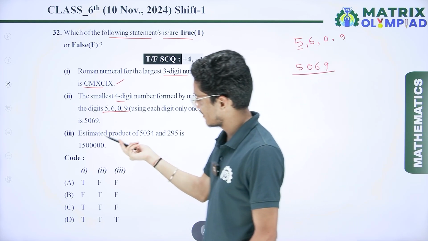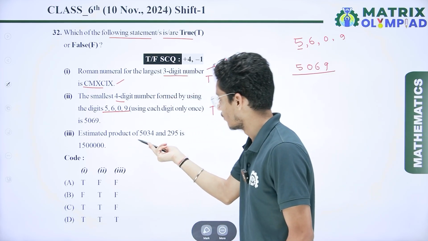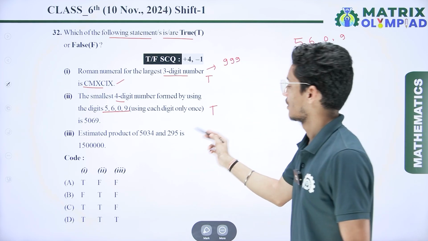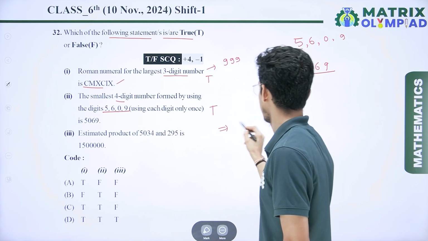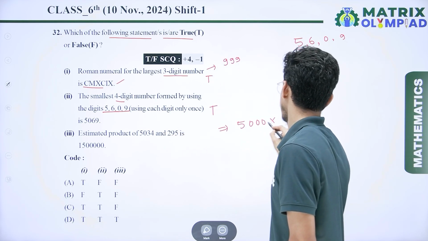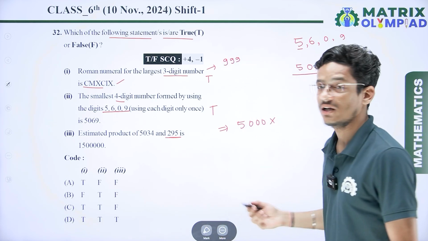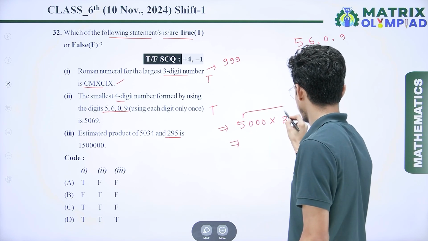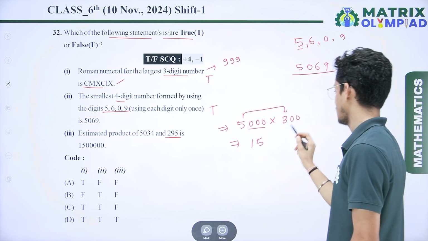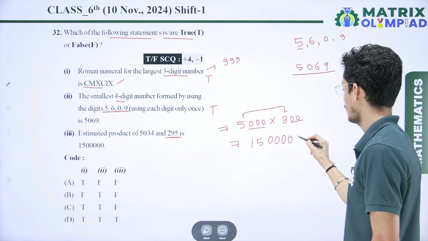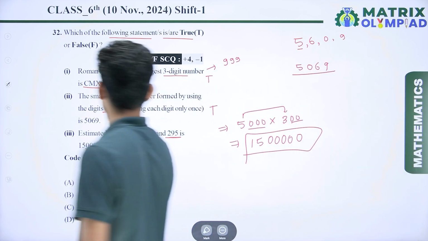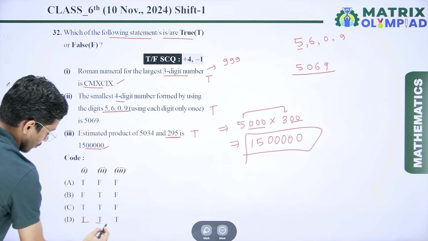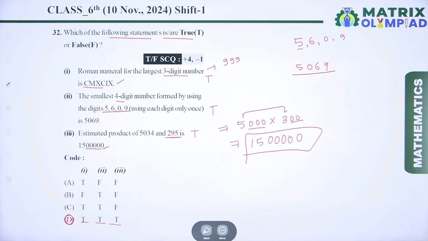Now the third statement, that is the estimated product of 5034 and 295. So the estimated number 5034 I can write here, that is 5000 multiplied by 295. So the estimated number, that is 300. So here 5 threes are 15, and how many zeros are there? 3 and 2, 5. So I write here 1 2 3 4 5. So this one is again true. So here true, true and true. So check which option is correct. True, true, true. So here option number D is the correct answer.